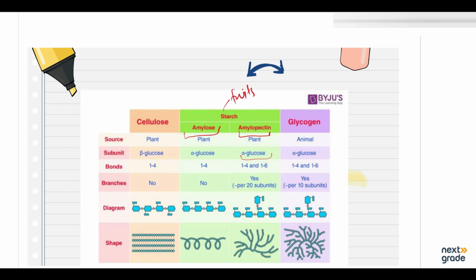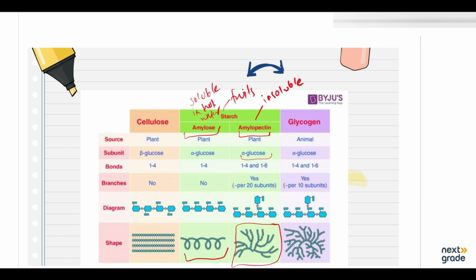Okay? They are soluble in hot water, right? But amylopectin has branched chains, and it is very insoluble in either hot or cold water. It has a branched structure, as you can see, and this is the unbranched structure, right? These starches give a blue color with iodine.